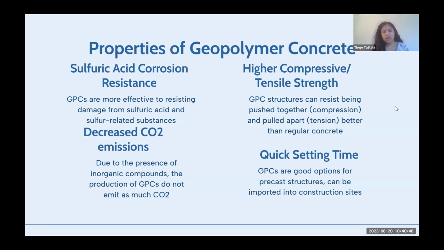It doesn't get damaged by sulfuric acid, which means that it can be used in areas with high industrial runoff and sulfur dioxide emissions. It has decreased CO2 emissions, like I mentioned earlier, because of its lack of organic compounds. It has higher compressive and tensile strength, which means that it can resist compression and tension better. And it has a quick setting time, which makes it better for use in precast structures, which are basically structures that are cast separately and then imported into a construction site to save time.